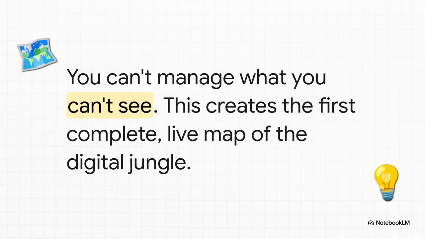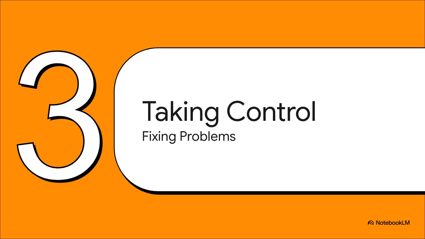And look, this isn't just a static picture. It's a living, breathing view of your entire network. This map is the foundation for everything that comes next, for control, for security, for automation. Without it, you're honestly still just lost in that jungle. So once you have the map, what now? The job shifts from discovery to maintenance. You have to maintain the paths and fix problems, ideally before anyone even notices them.